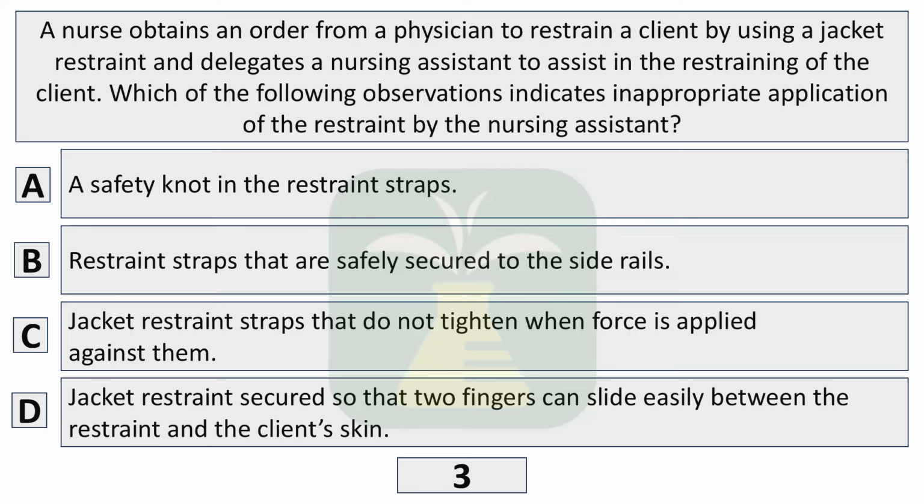A nurse obtains an order from a physician to restrain a client by using a jacket restraint and delegates a nursing assistant to assist in the restraining of the client. Which of the following observations indicates inappropriate application of the restraint by the nursing assistant? A. A safety knot in the restraint straps. B. Restraint straps that are safely secured to the side rails. C. Jacket restraint straps that do not tighten when force is applied against them. D. Jacket restraint secured so that 2 fingers can slide easily between the restraint and the client's skin.